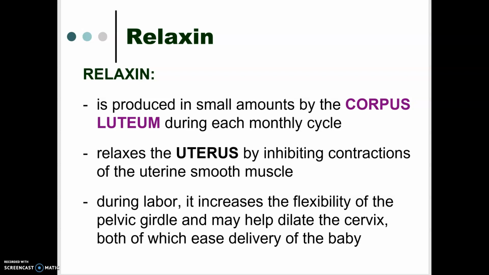The third hormone produced by the corpus luteum is relaxin, and this is produced in small amounts in every cycle. What it does is it relaxes, just like it says in the name, the uterus and inhibits contractions, so it keeps the uterus still. During labor, this hormone will increase the flexibility of the pelvic girdle. The pelvic girdle are the bones that surround the female reproductive system, hold the legs, and make contact with the axial skeleton, and it'll help make way for the birth of the baby, which will make it a bit easier for the baby to be delivered.